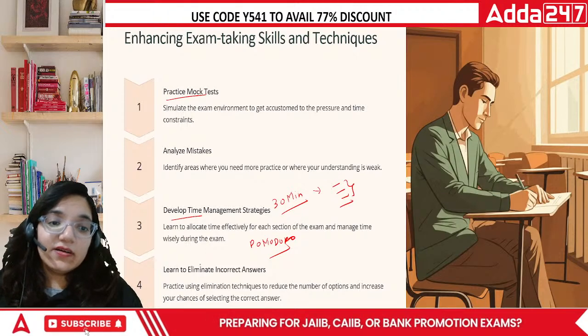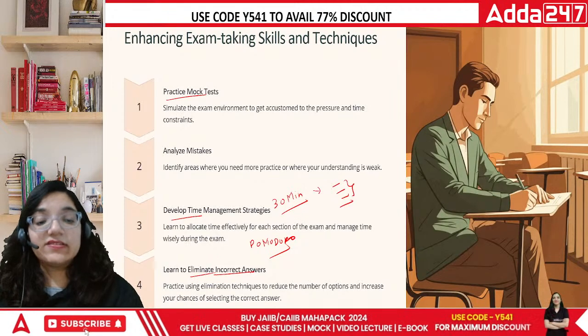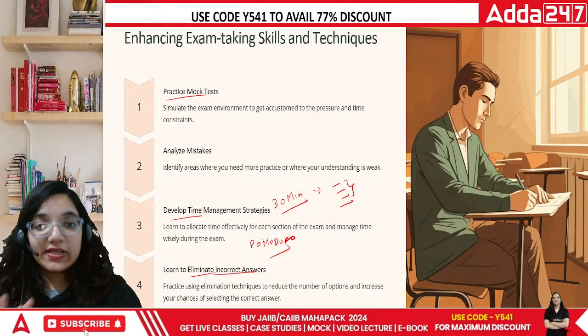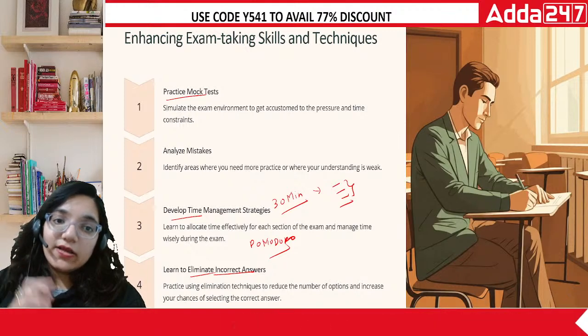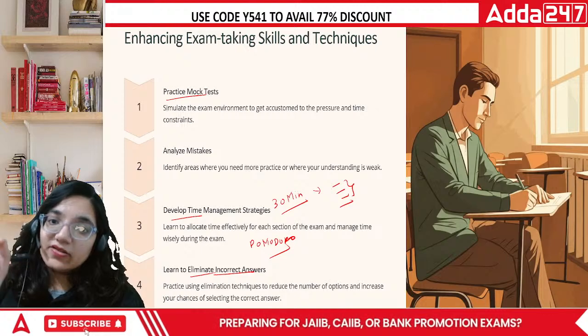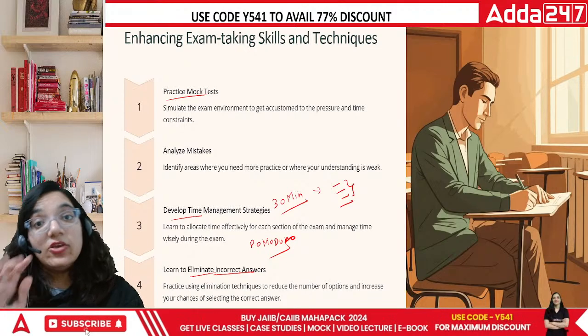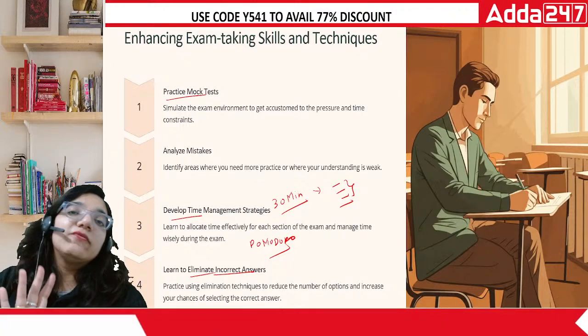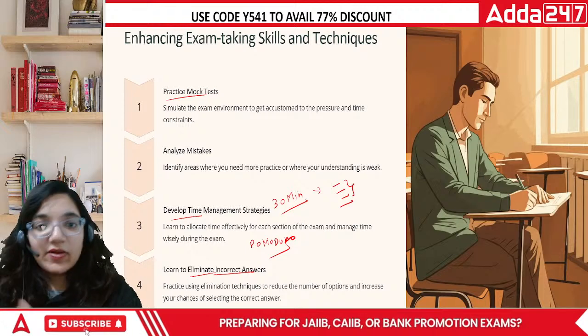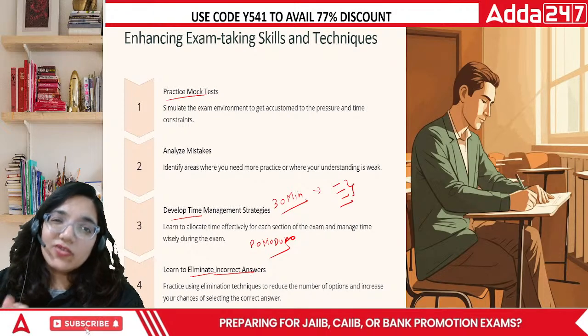Then comes learn to eliminate incorrect answers. This is one particular short technique for MCQs. Look at that part. Four options are given. Surely this option is not there. Surely this option is also not there. Find out the ones you can actually see. You will reduce those options at least by 50%, which will ensure you are getting good marks, or at least you are near to the answer.